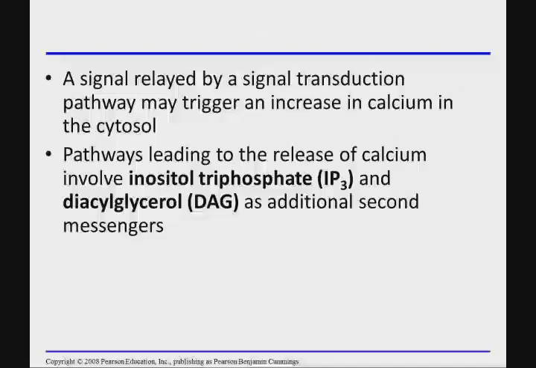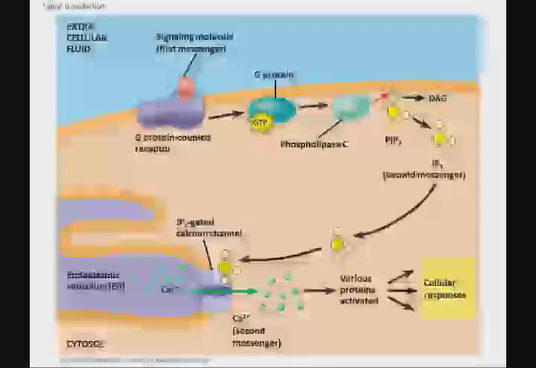So what we can do is relay a signal transduction pathway by triggering an increase in calcium in the cytosol. We can do that, and one of the classic examples is using inositol triphosphate, IP3, and diacylglycerol, DAG, as additional second messengers. So let's take a look at that pathway.